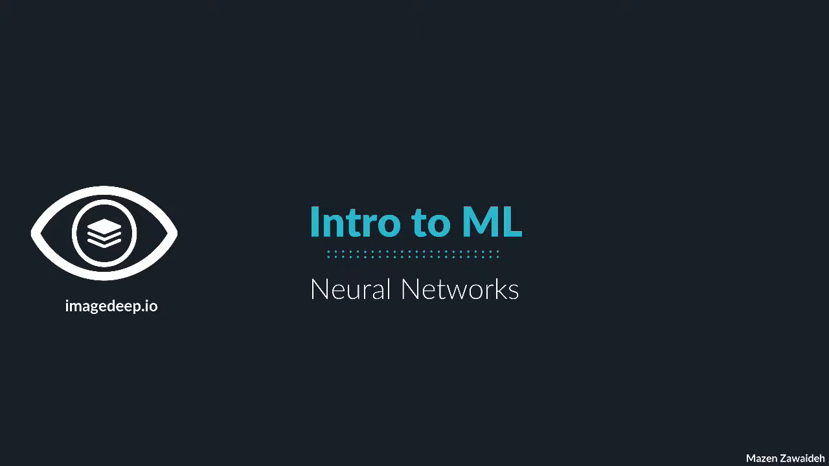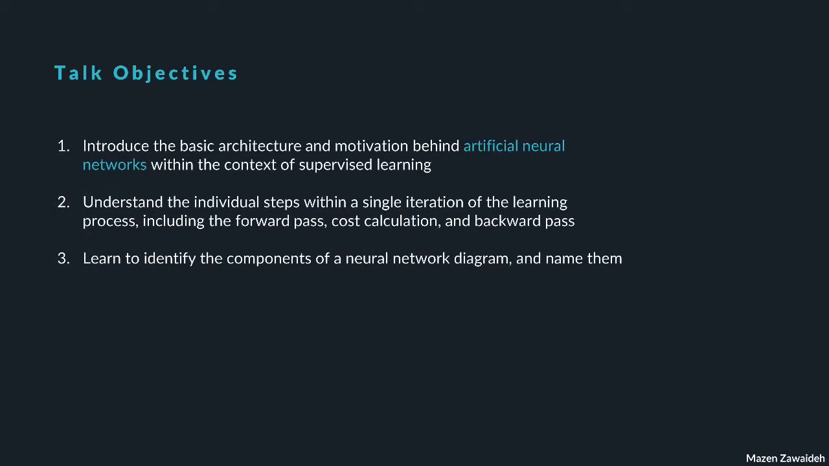Today we'll take our first foray into the contents of the black box and introduce the fundamentals of neural networks by breaking down the components of a standard neural network, or so-called vanilla neural network. Our objectives are as follows. Introduce the basic architecture and motivation behind artificial neural networks within the context of supervised learning. Understand the individual steps within a single iteration of the learning process, including the forward pass, cost calculation, and backward pass. And finally, learn to identify the components of a neural network diagram and name them.